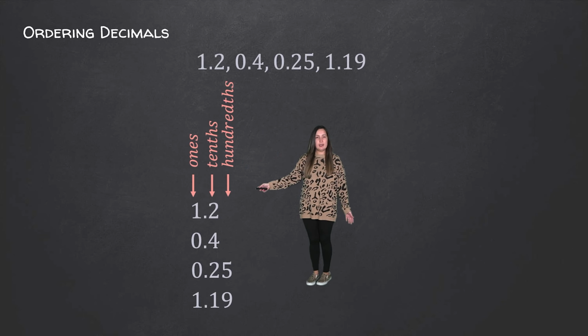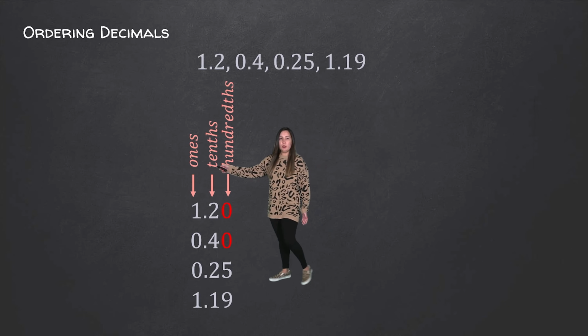But notice here that some values don't have a digit in the hundredths place value. So we're just going to add zeros as place value holders. You don't have to do this, but it does make it easier to compare our numbers. Now, we have 4 numbers here, and we want to order them from least to greatest.